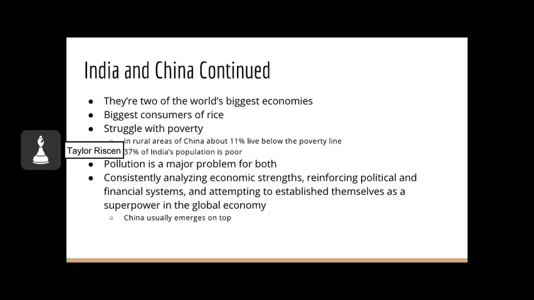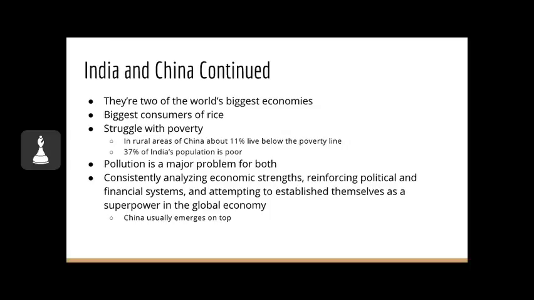India and China are two of the world's biggest economies. They're also the biggest consumers of rice in the world. Together, they consume 52% of the world's rice. Each country has seen dramatic economic growth in recent decades. However, each country greatly struggles with poverty. In rural areas of China, about 11% live below the poverty line, and 37% of India's population is considered poor.